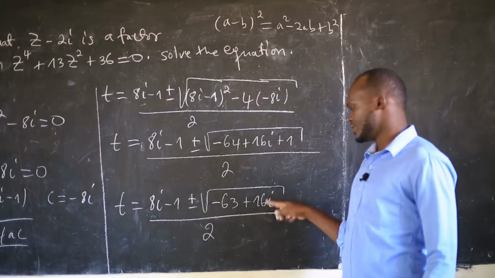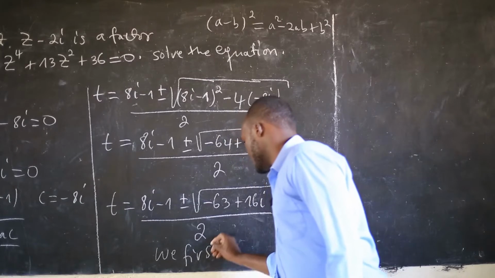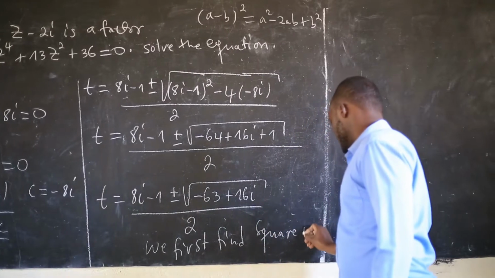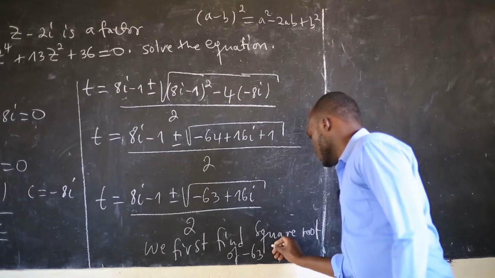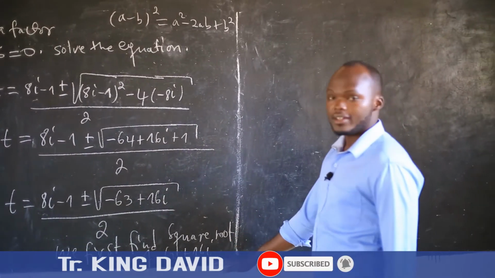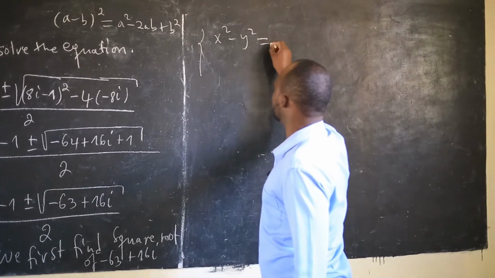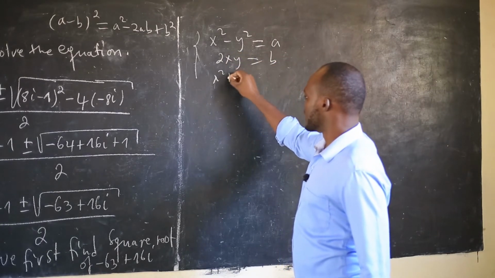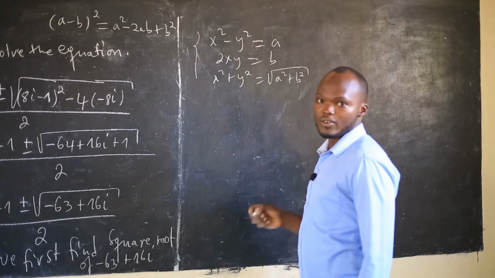So you see, we have a square root here. We're going to first find the square root of negative 63 plus 16i. You remember the way we find the square root of this: we use three equations where x squared minus y squared equals A, 2xy equals B, and x squared plus y squared equals the square root of A squared plus B squared. I think you remember this from the notes.